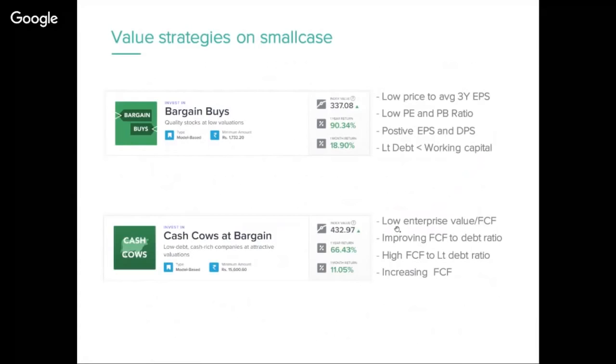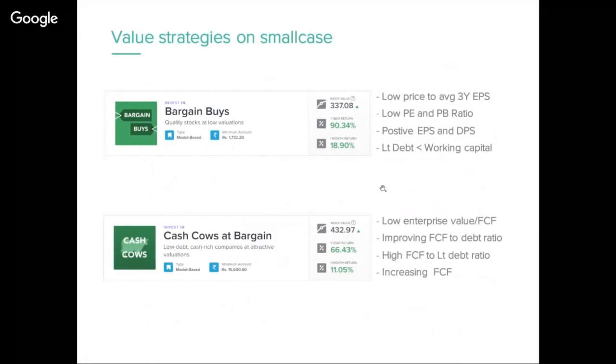So as you can see, the first factor that we are considering is the low enterprise value to free cash flow. This is the factor which basically establishes the discount that is available on the companies. And by using the other three factors, that is an increasing free cash flow, a high free cash flow to long-term debt ratio, and an improving free cash flow to debt ratio, we are trying to segregate the bad discount versus good investment opportunities. Now, there are other value investing strategies also available on the platform, and you can check out the full collection on the Discover page.